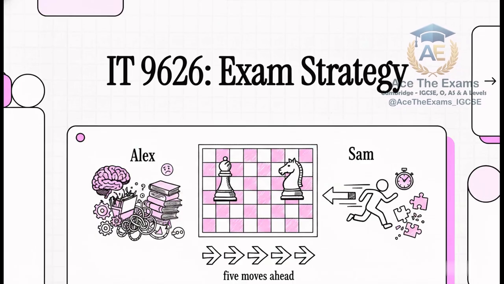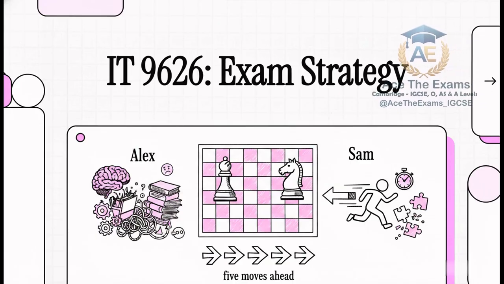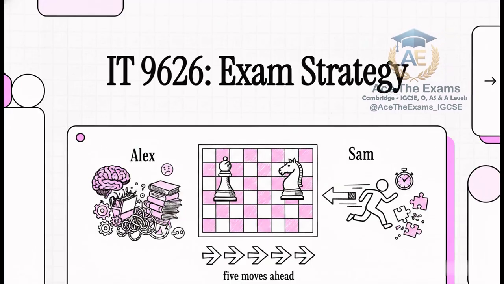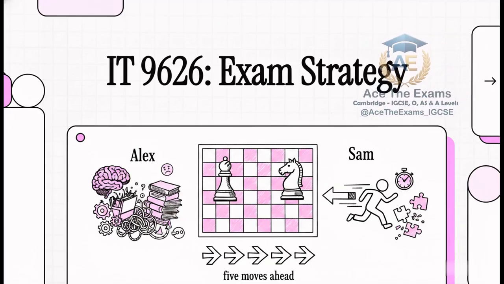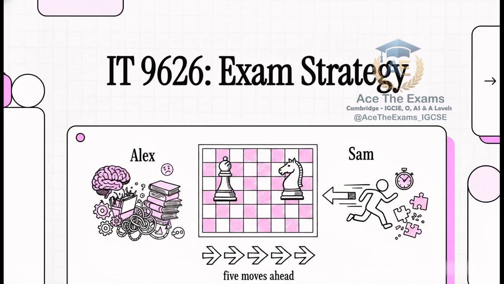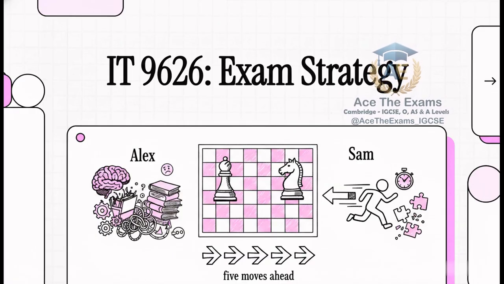We are going to approach this entire IT paper like a chess grandmaster. That means we're going to think 5 moves ahead and, crucially, anticipate the examiner's exact mental moves. We're going to transform the way you process information and lock down those top marks. Are you ready? Let's do this.